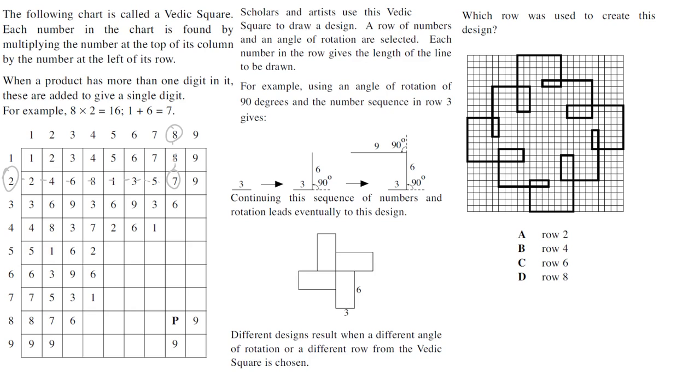Different designs result when a different angle of rotation or a different row from the Vedic square is chosen. Which row was used to create this design? Okay. The quickest way to find this out is to start labeling the lengths of all the different sides. Let's start with this down the bottom here.